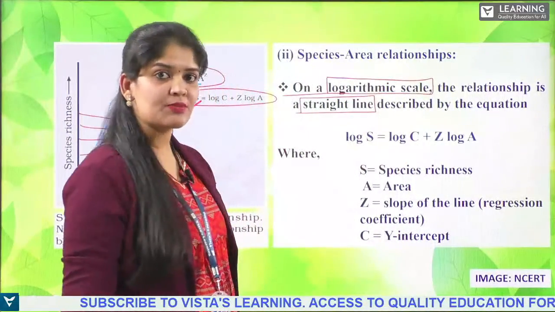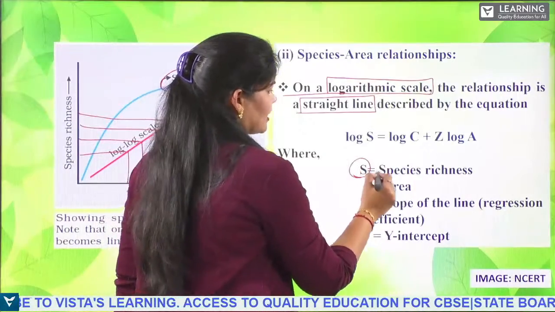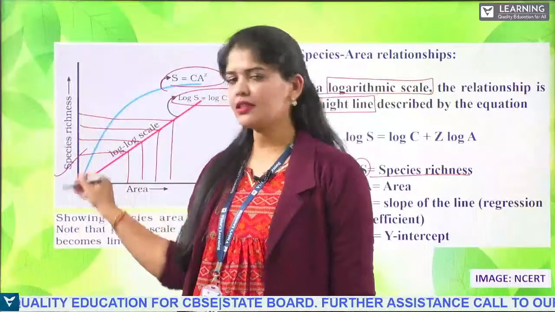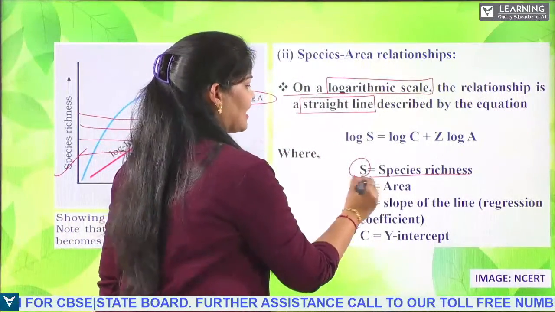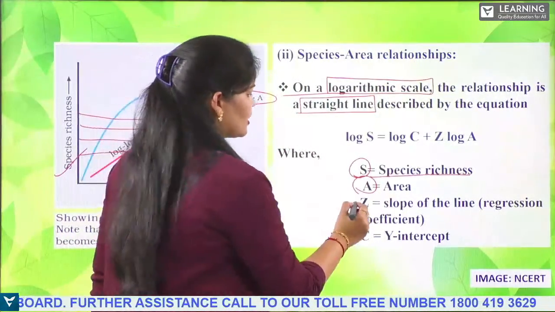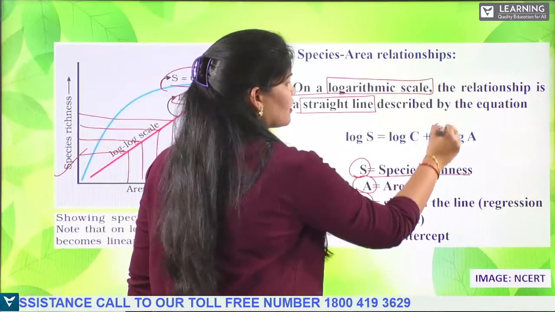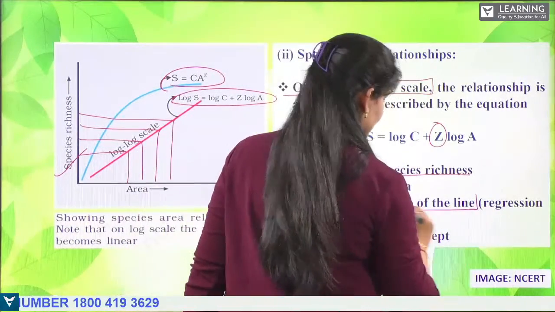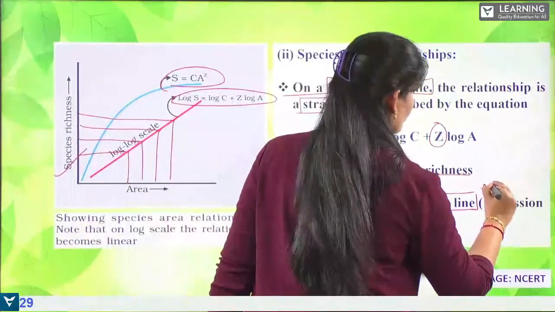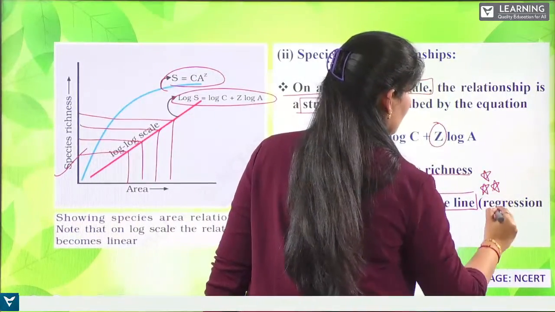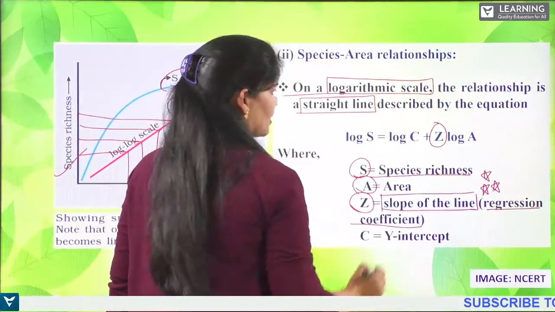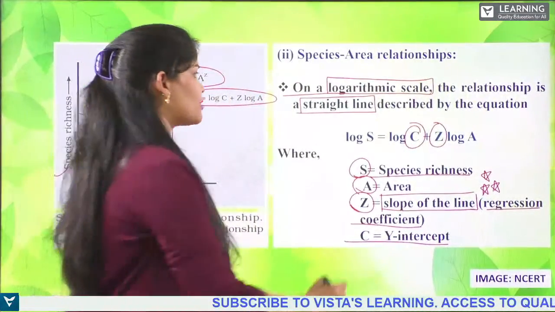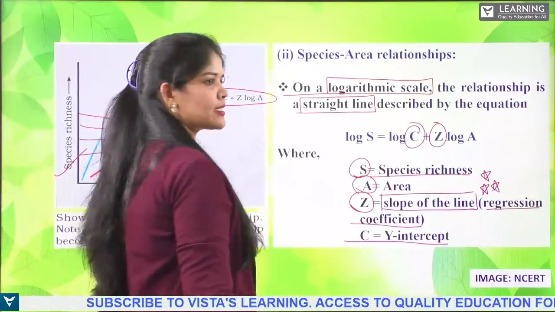And what are the terms that are coming here? S is for species richness. That is what we have taken here. What is this area? That is A. Coming to Z, this is the slope of the line. This is important: the slope of the line, the regression coefficient. And C is the y-intercept. Let's understand more about Z. Z is important here. That is the slope of the line.